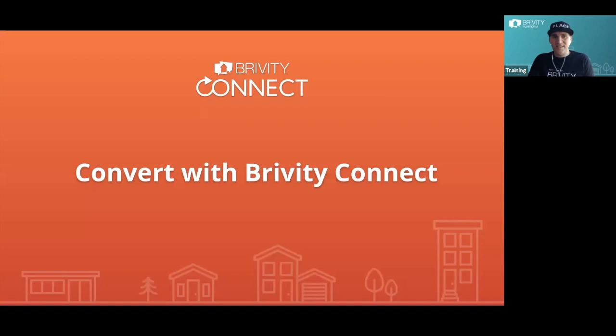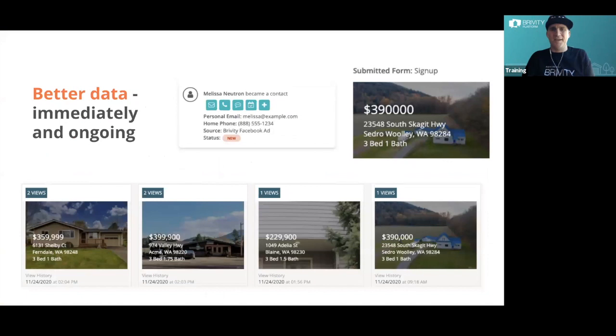So we've got auto plans and Brivity Connect on your dashboard, and you get better data right out of the gate. There's an example of a lead that came in. By the time the agent got to this lead, that consumer had looked at four houses, not just the one they first signed up on, which was in Sedro-Woolley. They'd looked at a house in Blaine. They'd looked twice at a house in Acme and twice at a house in Ferndale, right? I can have a better conversation with this lead when I first jump in.